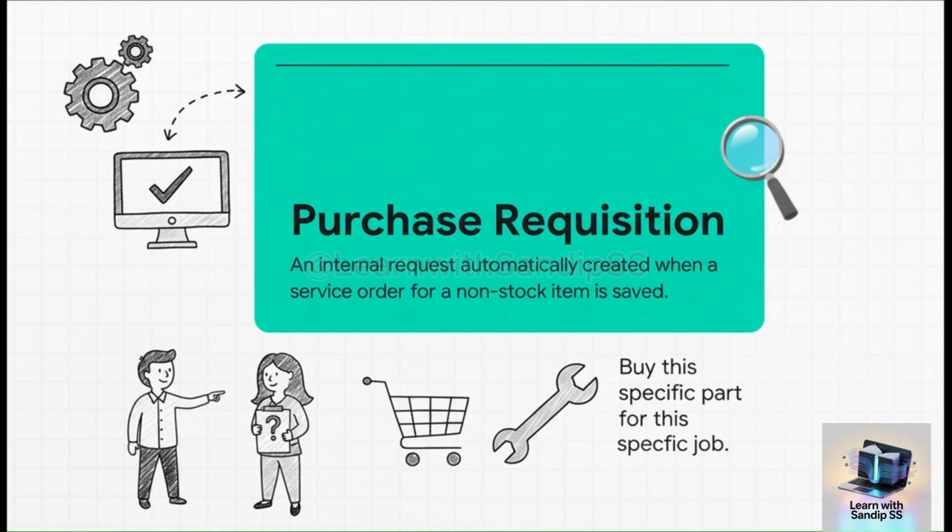The second that Service Manager hits Save on the order, something really cool happens in the background, automatically. The system generates what's called a purchase requisition. Now, think of this as an internal heads-up. It's not a contract, it's not an order, it's just the system tapping the purchasing team on the shoulder and saying, hey, we're going to need you to buy this part for this specific job. It's the first crucial step in making sure the buying process is controlled and on the books.